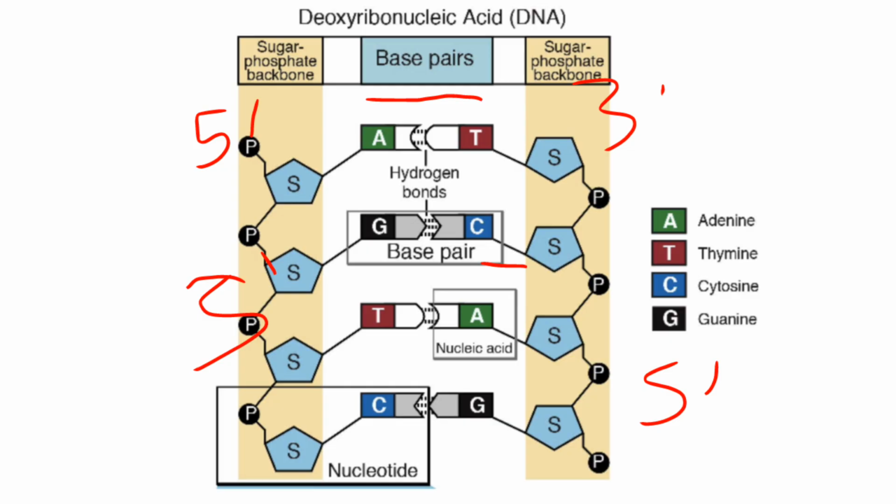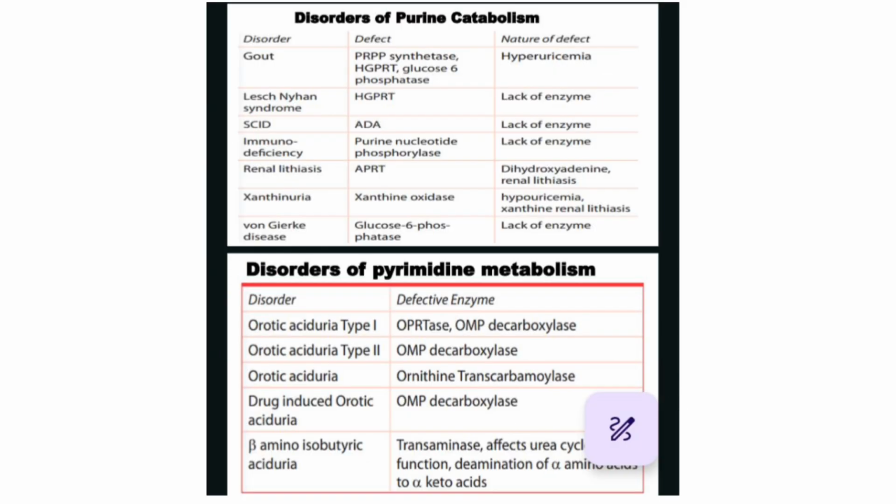Okay, the backbone runs, this sugar phosphate backbone run anti-parallel. Okay, from 5 prime to 3 prime end, and from the other aspect is 3 prime to 5 prime end. Okay, they run anti-parallel. Okay, so let's move on.